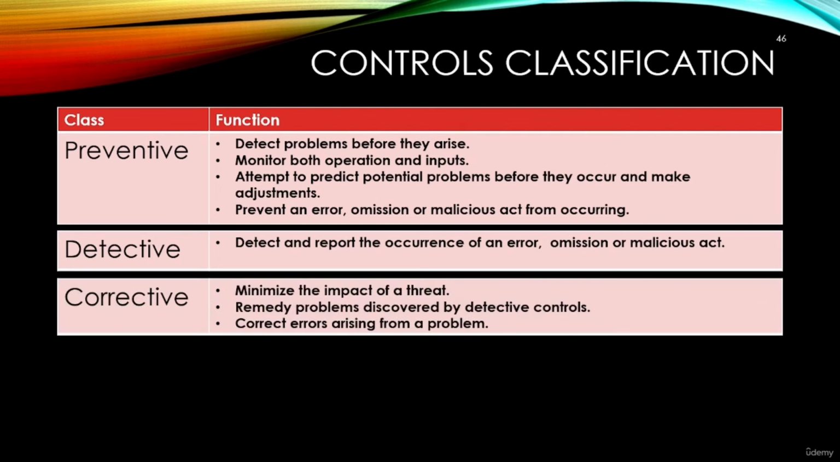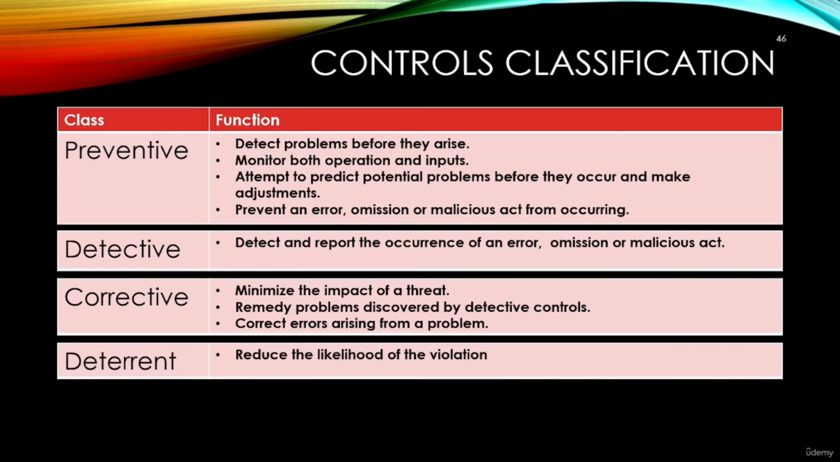The third type of controls based on the function is known as the corrective controls. Corrective controls help in minimizing the impact of the threat and also help in correcting the error after the problem. A backup solution could be an example of a corrective control. An incident response plan or disaster recovery plan, which help in recovering from a security incident or from system disruption, is also a corrective control. The last type of controls based on the function is known as deterrent controls.